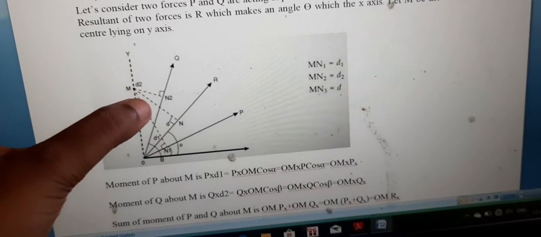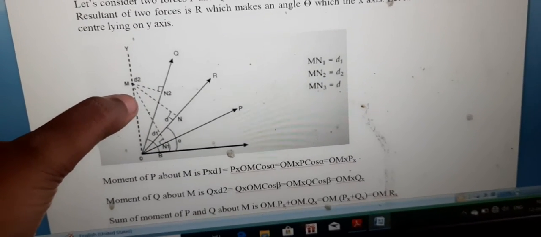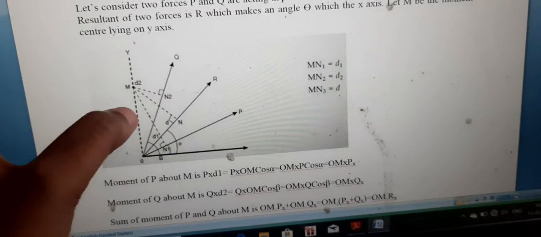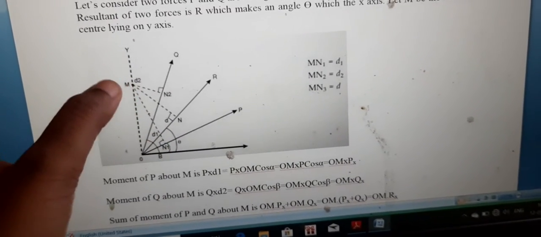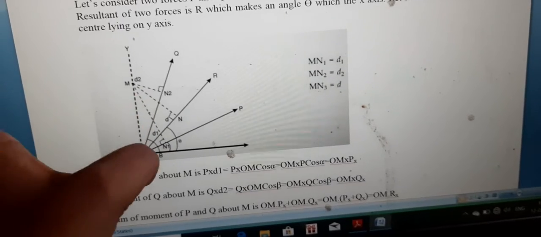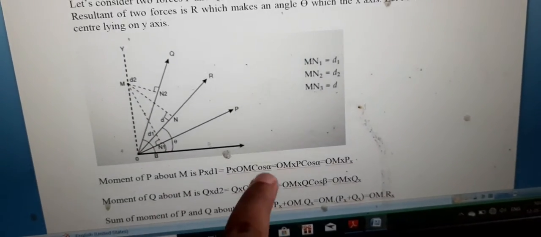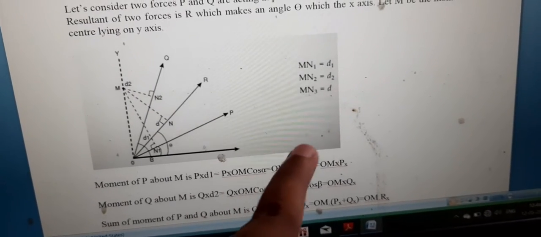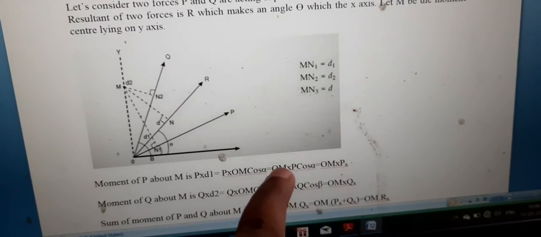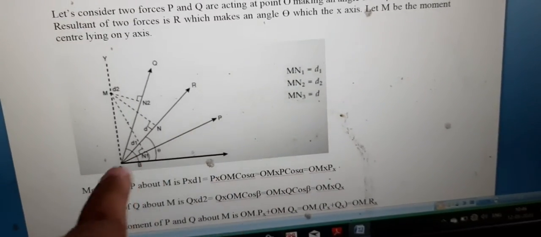So what is this angle? This is alpha. So what is the value of d1? This angle is alpha, so d1 is OM cos alpha. So P into d1 equals P into OM cos alpha, which we can rearrange as OM into P cos alpha. So what is P cos alpha? P cos alpha is the horizontal component of force P, as you know from resolution.